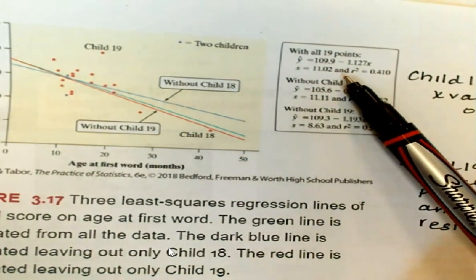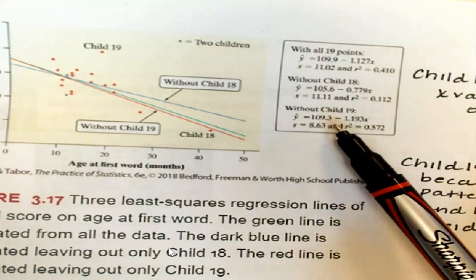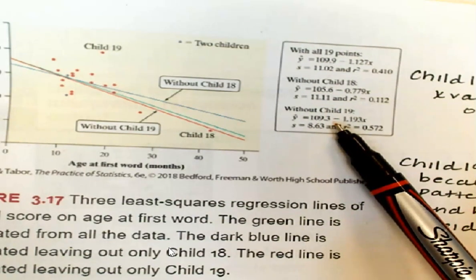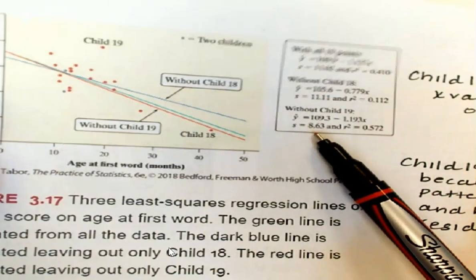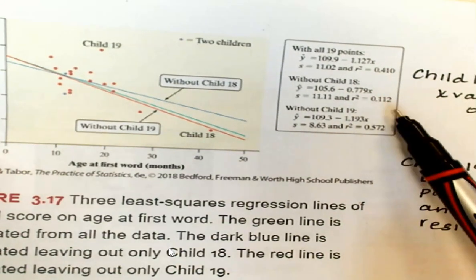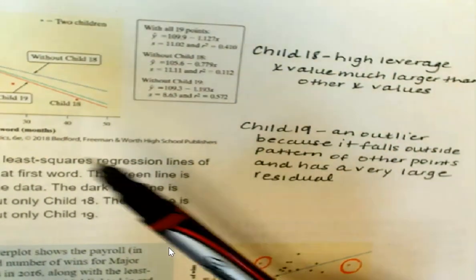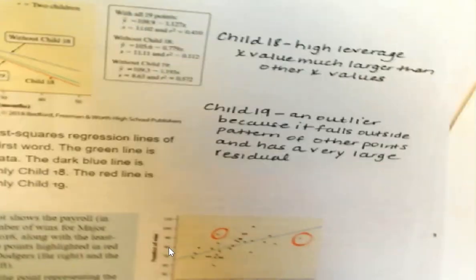Okay, so if you look at the equations, let's look with all 19, without child 18, without child 19. And then here's your S values. That really changed a lot. And then here's your R squared value. And that really changed a lot. So if you look at these, child 18 has high leverage because the X value is much larger than the other X values. Let's go back and look at the original graph. So child 18, the X values are much larger than these here. So this one does have high leverage, okay?